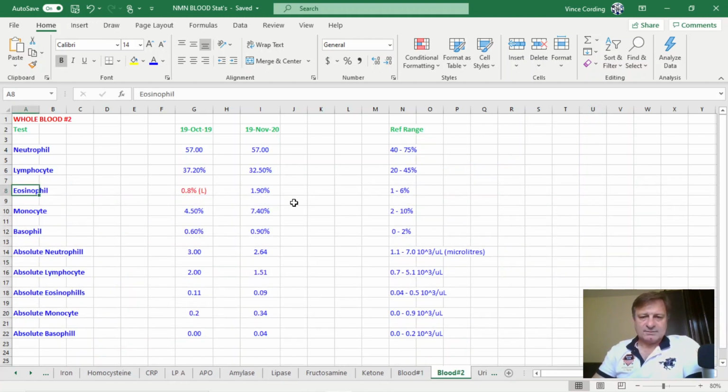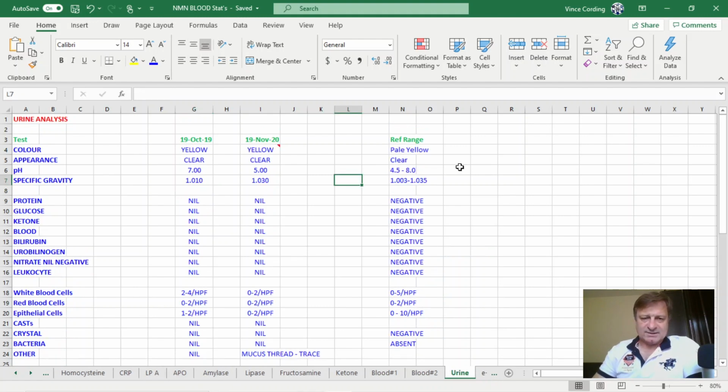Whole blood, this time, no issues at all within the reference range. That was 0.8, and it should be at least 1, so it was low, and it's now 1.9, so that's good.